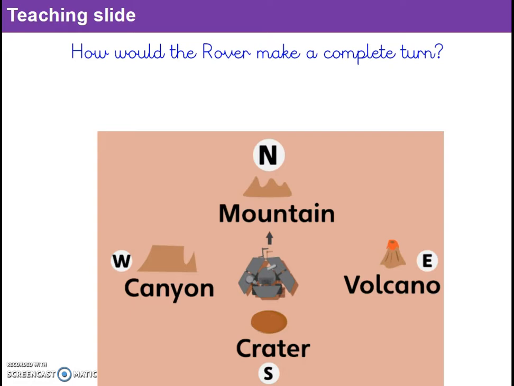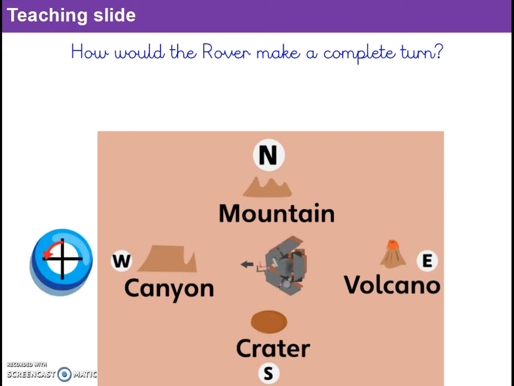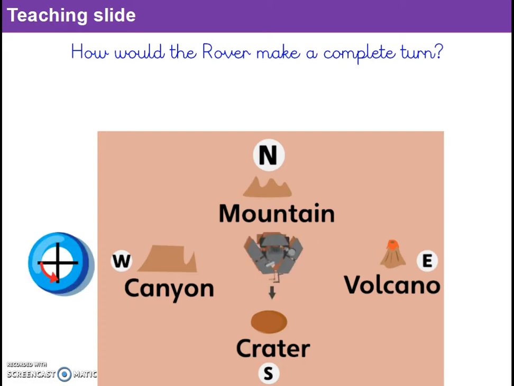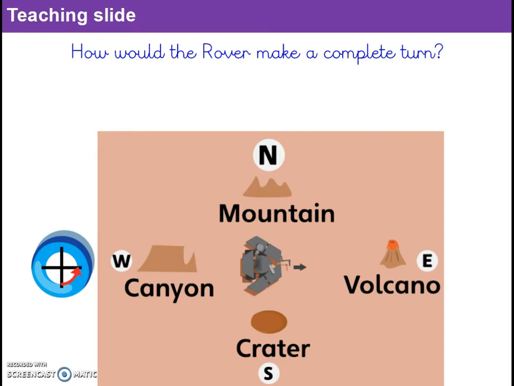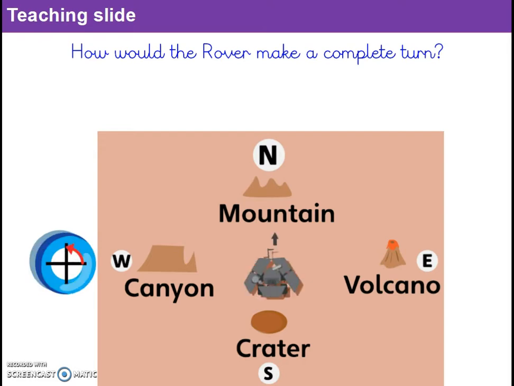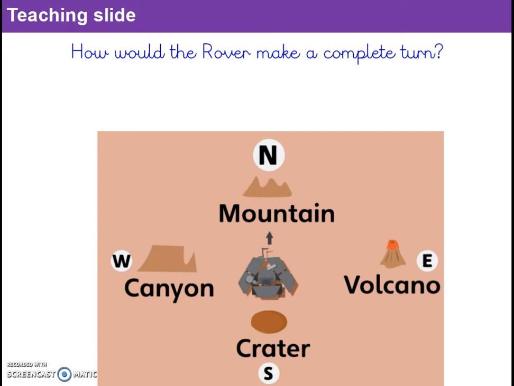Now let's see whether we get the same answer if we turned anti-clockwise, the opposite way. Well, 1/4 anti-clockwise goes to the canyon, a 2/4 anti-clockwise to the crater, a 3/4 anti-clockwise to a volcano, and a 4/4 anti-clockwise to the mountain. So 4/4 to go from the mountain, a full circle, and back to the mountain. So now we've seen that it takes 4/4 turns to make a complete turn. Whether that's anti-clockwise or clockwise, it makes the same thing.